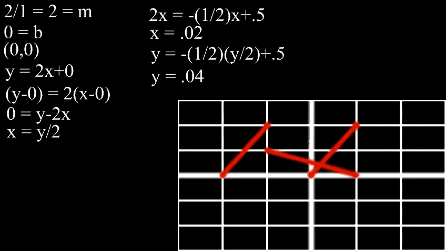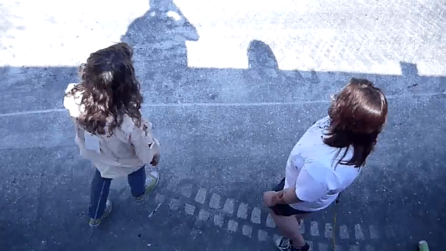I think I've got a visual example around here somewhere. Let me see if I can't find it. Ah, there we go. Intersection.